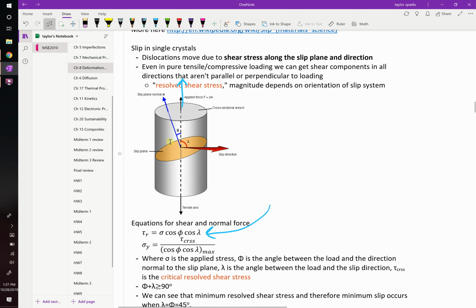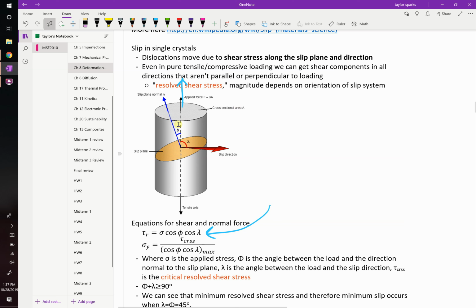So if you know what these angles are between the loading direction, the slip plane normal, and the slip direction, we can figure out how much resolved shear stress there is in that direction. Because when things slide past one another, it's because of shear stress, not normal. It's shear that makes them slide past one another. So we need to calculate, all right, along that red arrow there, what is the resolved shear stress along that direction? To do that, we need to know what these angles are.